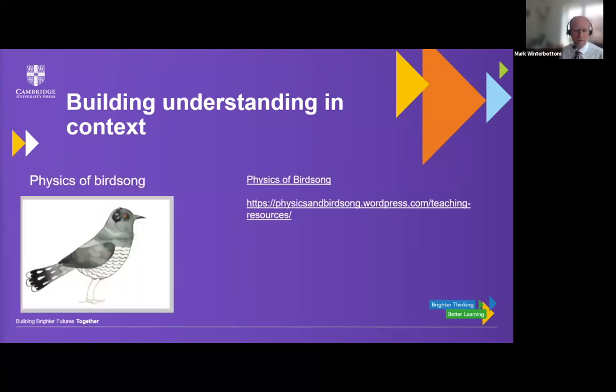And then finally, a really nice thing, which one of my colleagues has done, particularly in relation to graph drawing, is the physics of birdsong. And I thought we'd just finish with this because it's quite nice.